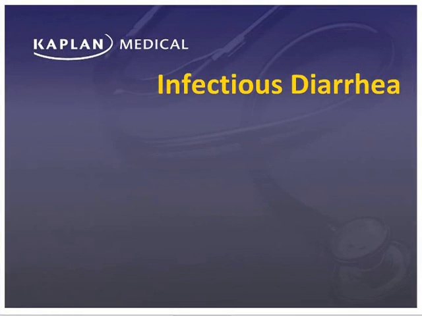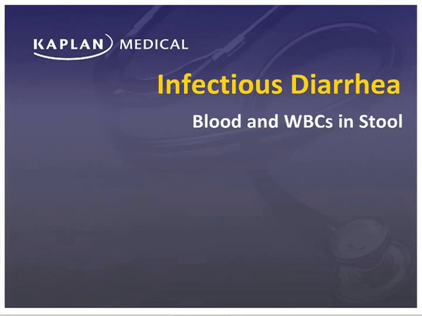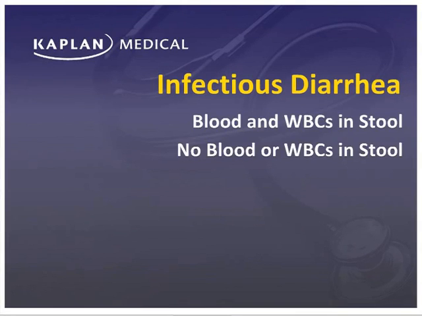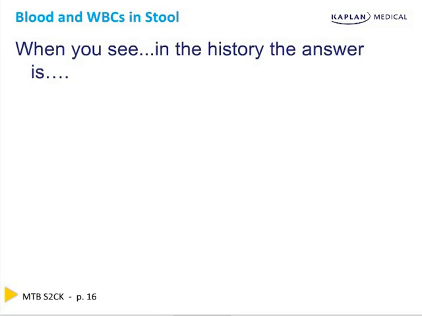The key to answering the questions for infectious diarrhea is: is there blood or white cells in the stool, or is there no blood or white cells in the stool? When you see poultry in the history, then the answer is Salmonella: chickens and eggs.